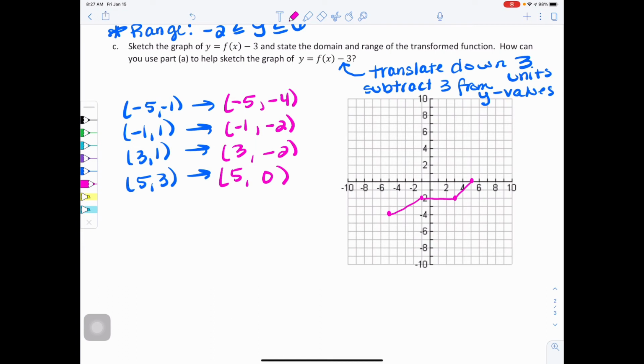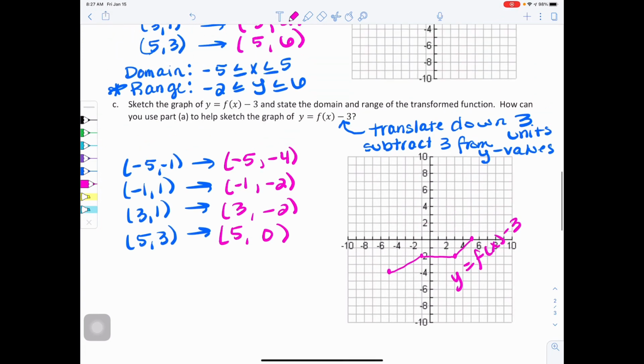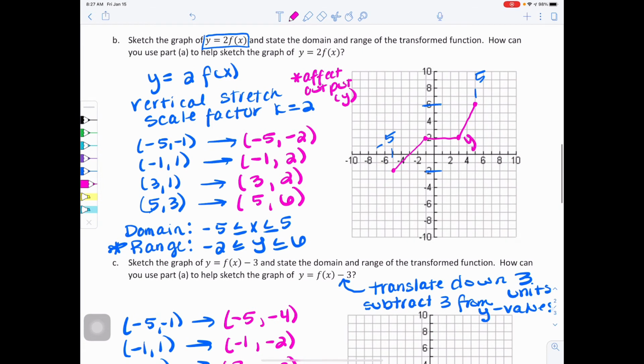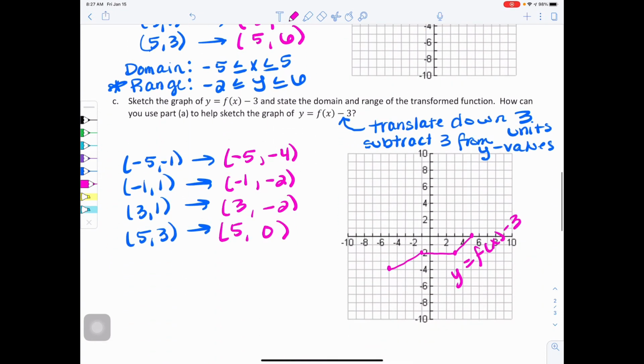Now let's go back and actually label all these. So this should have been y equals f of x minus 3. We'll go back up here. This should be y equals 2 times f of x. Okay, so make sure you have your labels.